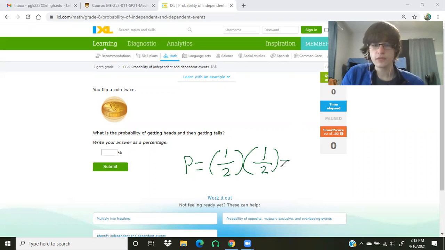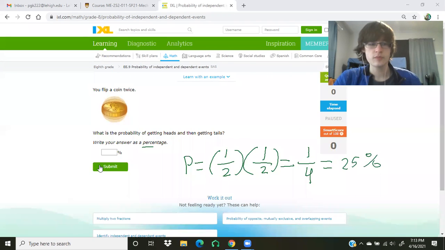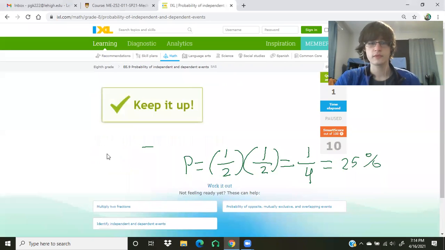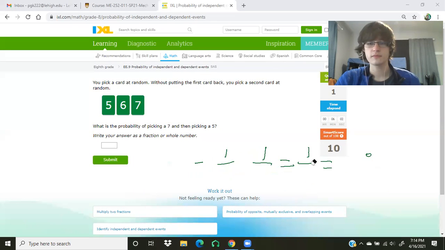So then all you do is take a calculator, or just do it in your head or on paper, and you multiply these two fractions together and you find that the probability is 1/4. Well, this question wants us to write it as a percentage, and hopefully you know, but if not, you can do it in your calculator, that 1/4 is 25%. So let's put it in and see if we're right. Fantastic, we are. Let me erase this quick.